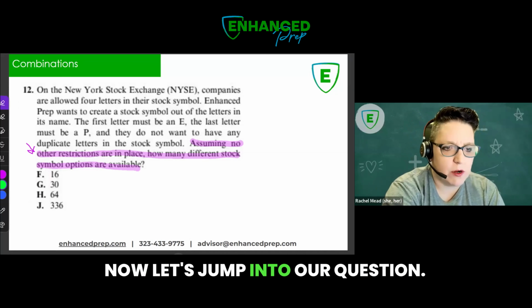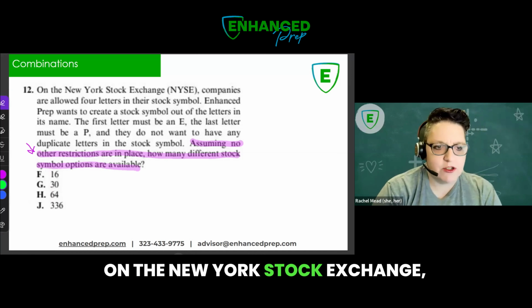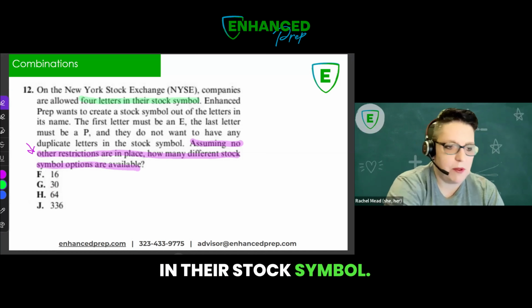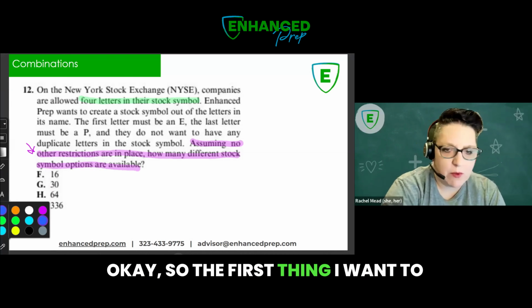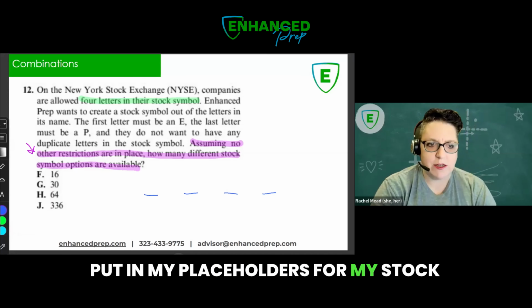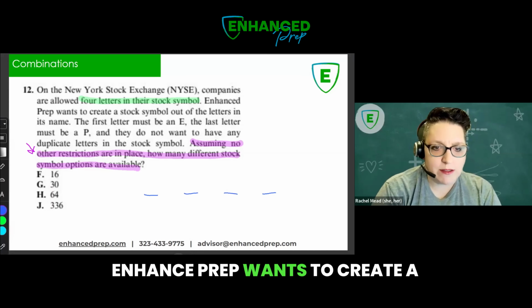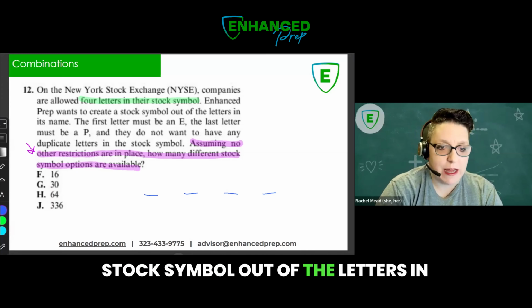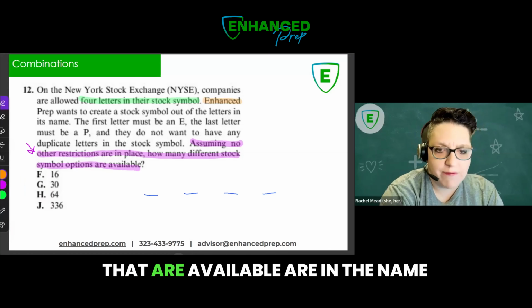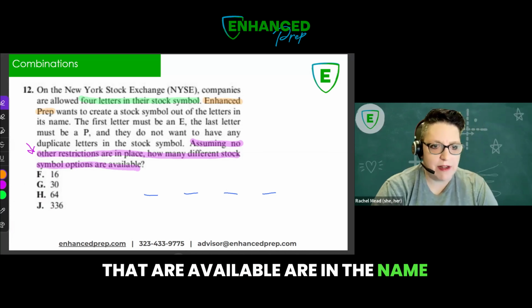Now let's jump into our question. On the New York Stock Exchange, companies are allowed four letters in their stock symbol. Okay, so the first thing I want to do is put in my placeholders for my stock symbol. Enhanced Prep wants to create a stock symbol out of the letters in its name. Perfect. So that's telling me the letters that are available are in the name of Enhanced Prep.